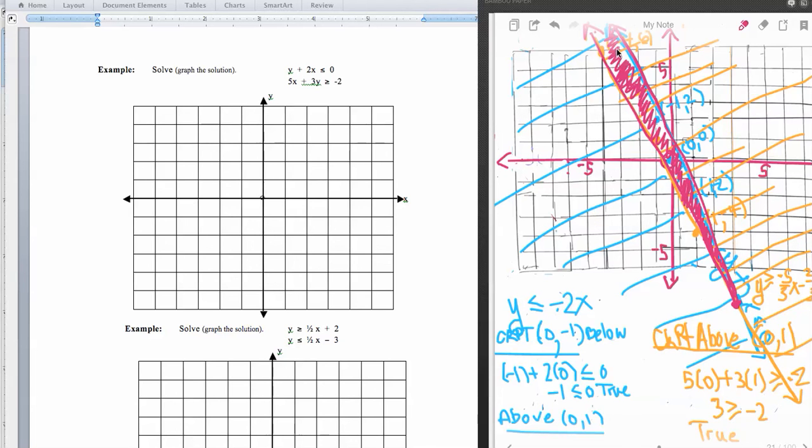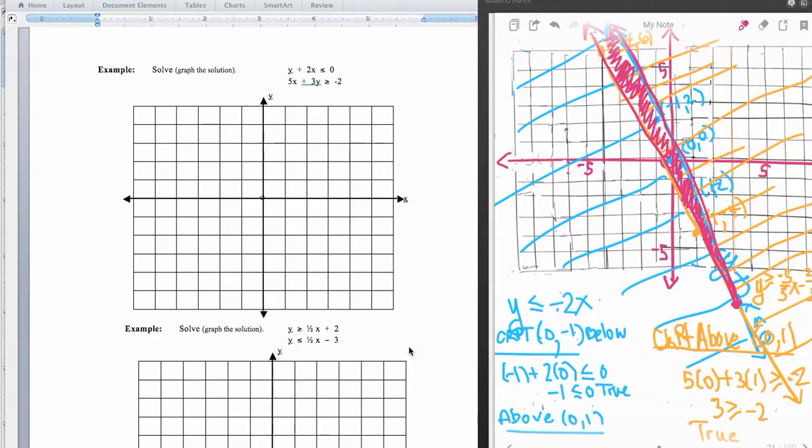So here is our solution, now highlighted in pink as the region right between these two lines and right where they intersect being the end of those solutions. And these are both solid, so the boundary lines around those are solid lines as well.